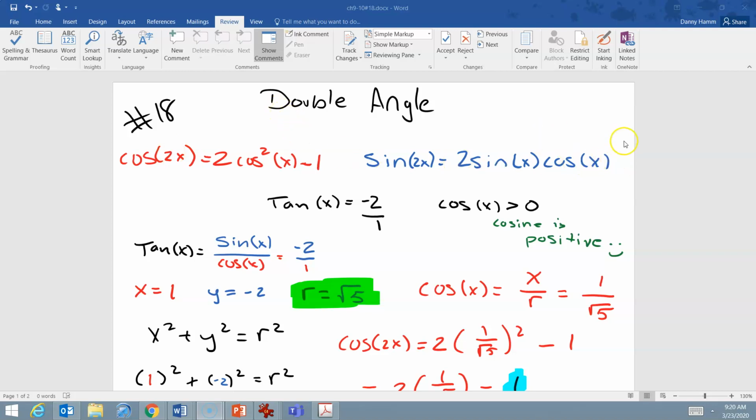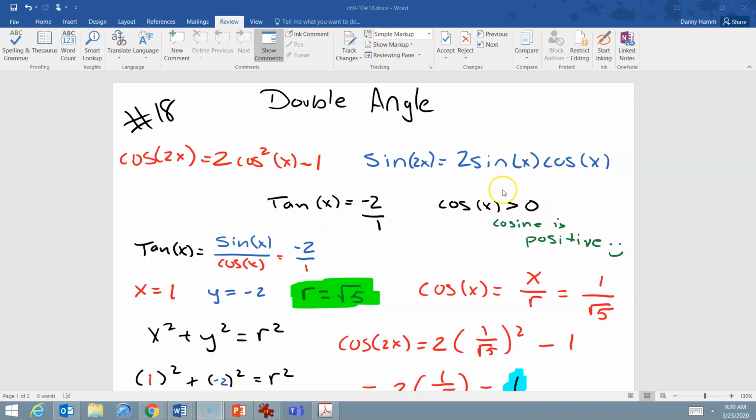Hello! Looking at number 18 from the Chapter 9, Chapter 10 test, dealing with double angle trig identities. We're looking at cosine of 2x or 2 theta. I chose to write x because theta confuses you. And we are also looking at sine of 2x or 2 theta.